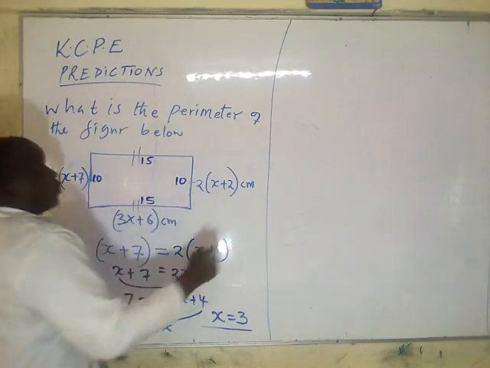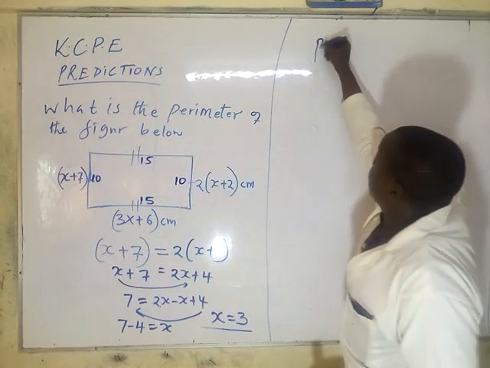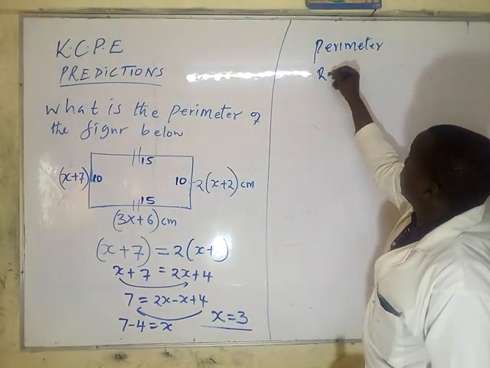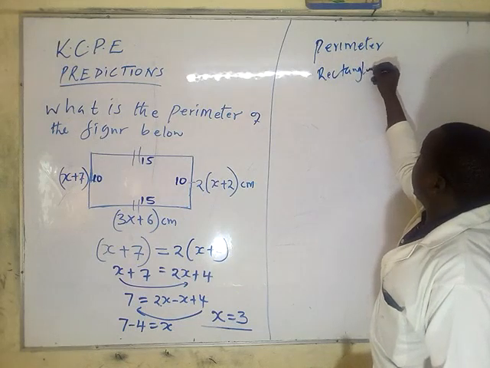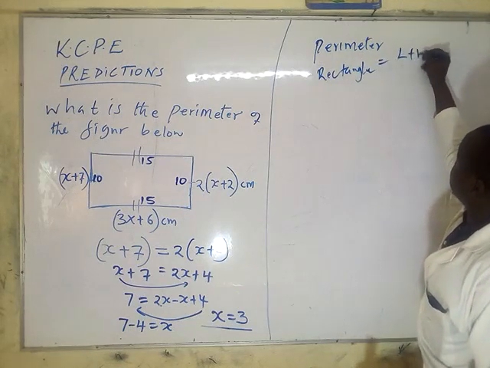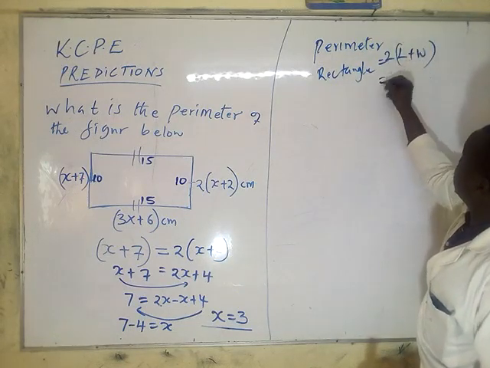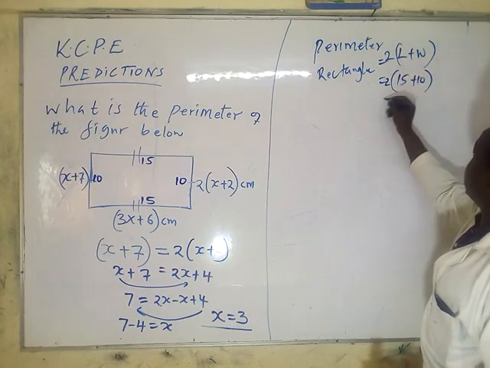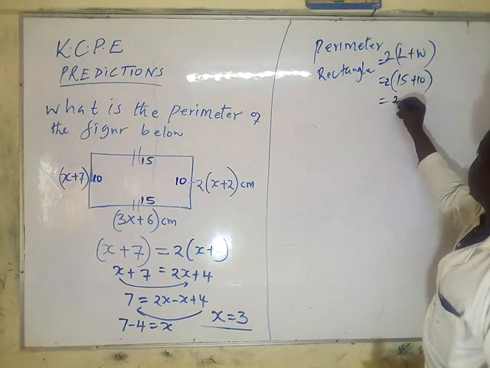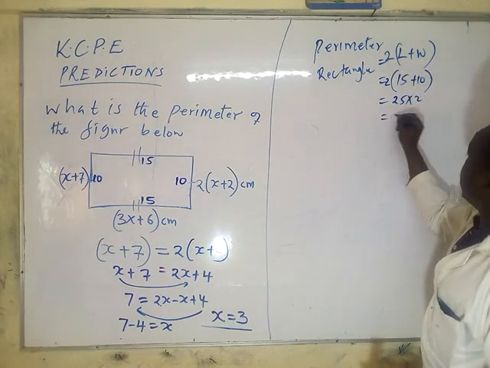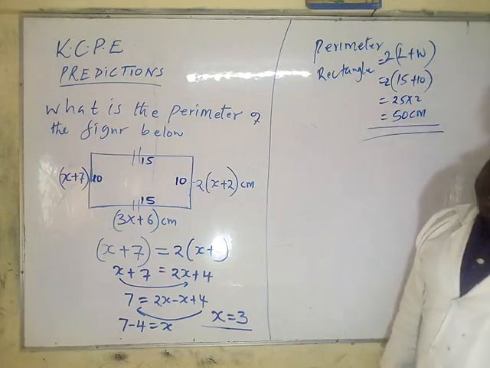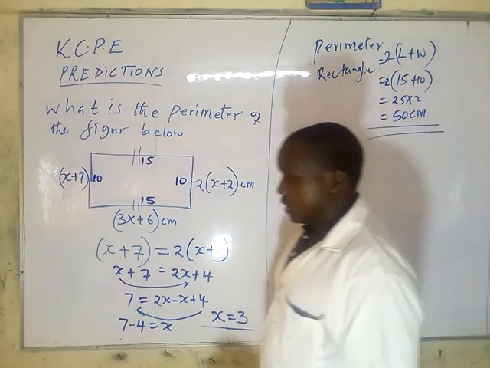Adding all round. Kwa hivyo perimeter of a rectangle is equal to length plus width times 2, which is equal to 15 plus 10 times 2. And that one is 25 times 2. And this one is 50 centimeters. Kwa hivyo our perimeter is 50 centimeters.